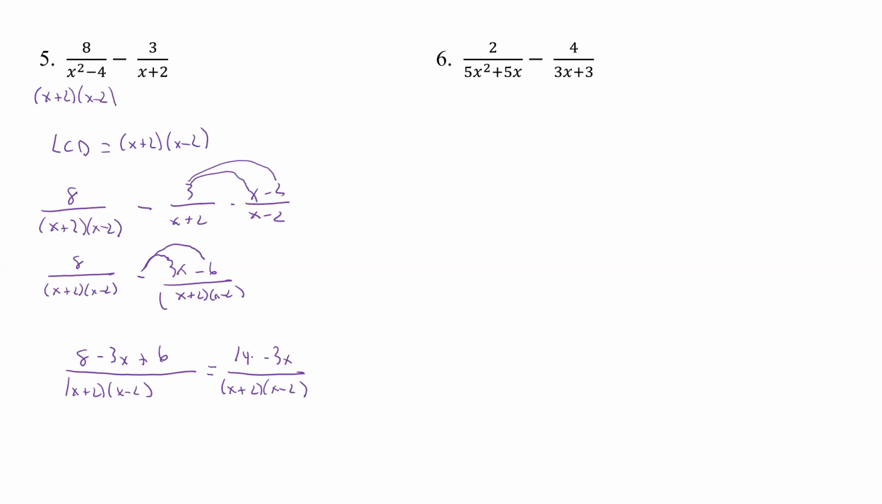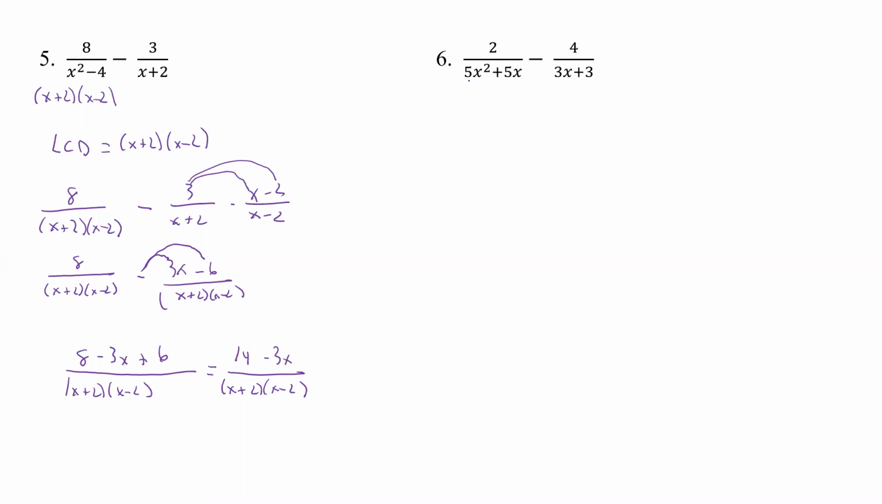You could rewrite it as minus 3x plus 14, and that's about the only other way we could change our final answer there. All right, so what about our next one? Well, it's going to be the same thing. We have to factor our denominators.